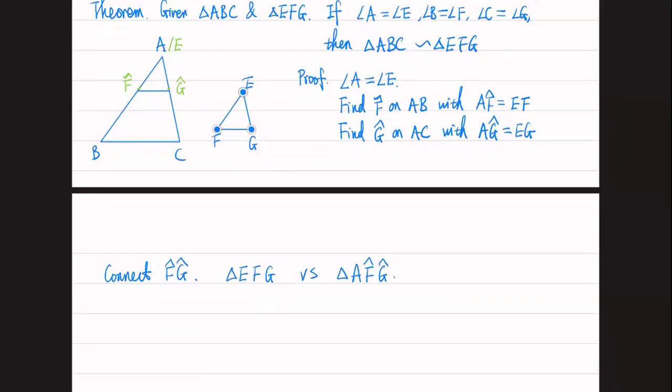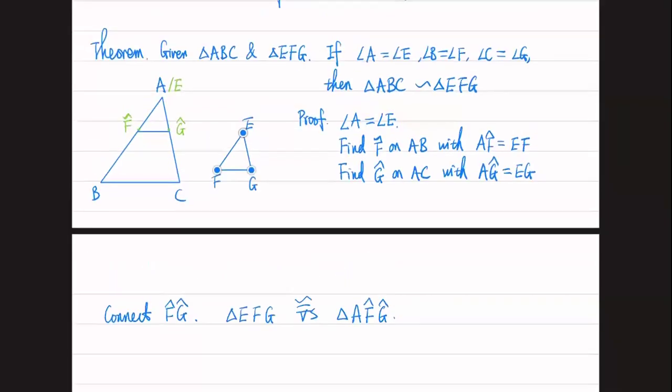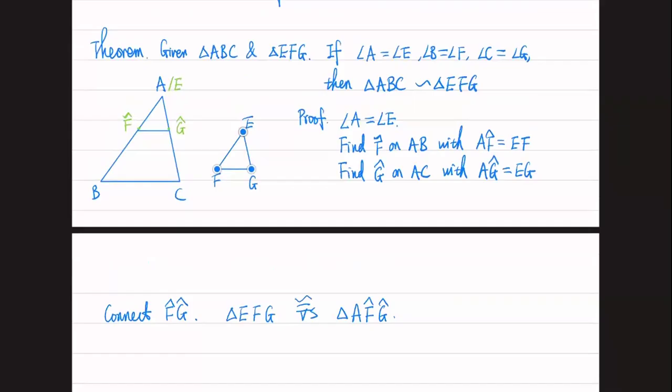You could use, wait, no, ASA, I think. Okay, if you say ASA, so what's the first pair of angles? The F and G. Why do these 2 angles have the same measure? We don't know.